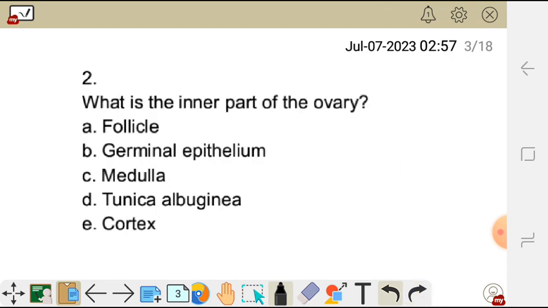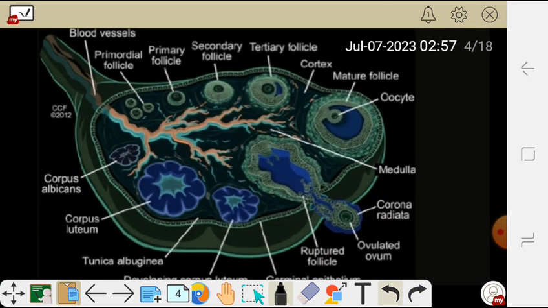Question 2. What is the inner part of the ovary? A. Follicle, B. Germinal epithelium, C. Medulla, D. Tunica albuginea, E. Cortex. So what is the inner part of the ovary? So the ovary has some layers and parts.